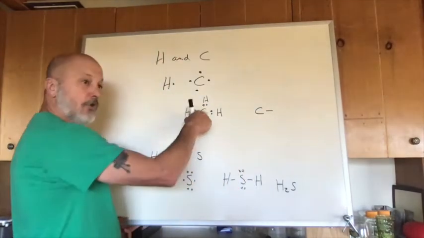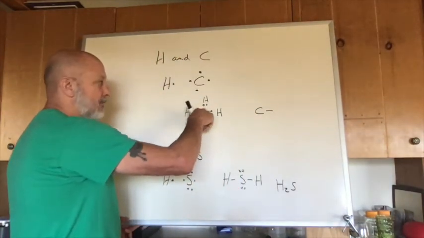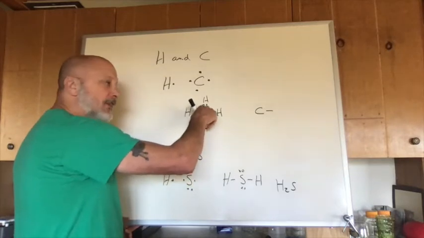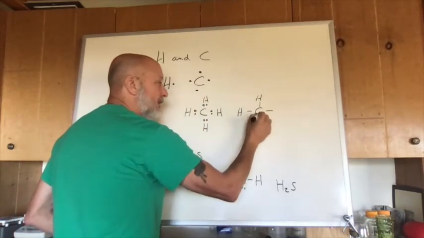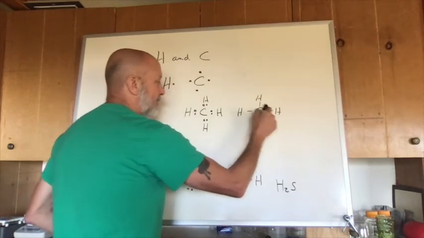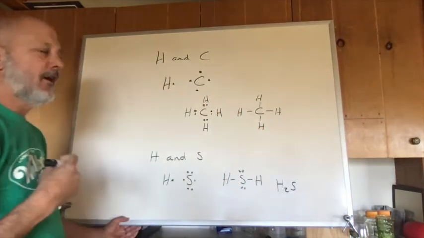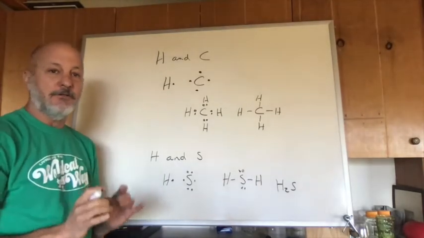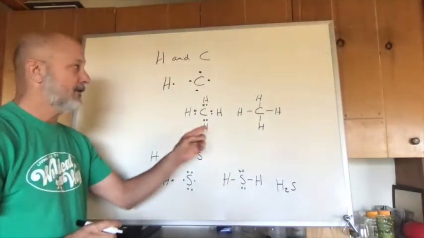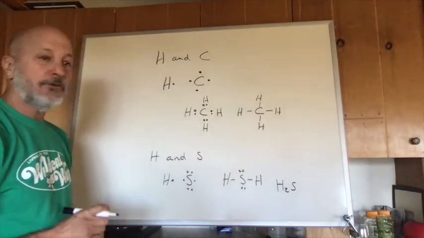So in this case, there are no unshared pairs. All the valence electrons are being shared. Notice I said all the valence electrons are being shared, because carbon has a couple of inner shell electrons. Inner shell electrons are never involved in covalent bonding, only valence electrons. That would be the molecule of CH4.